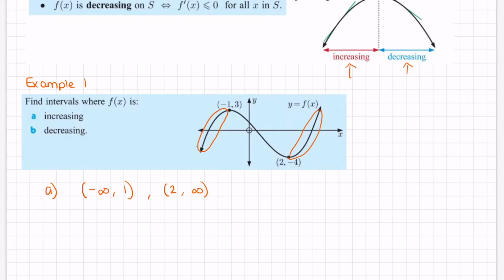Now we want to look at when this is decreasing. So we want to know when is the graph going down, and it is going down in this middle section here. So this graph is decreasing from the x values of -1 to 2. And that's how we tell on a graph if functions are increasing or decreasing.